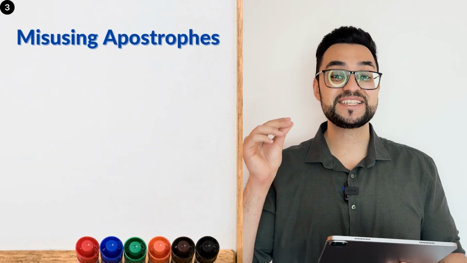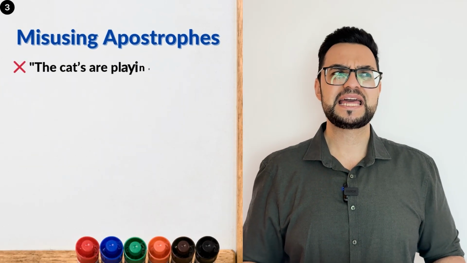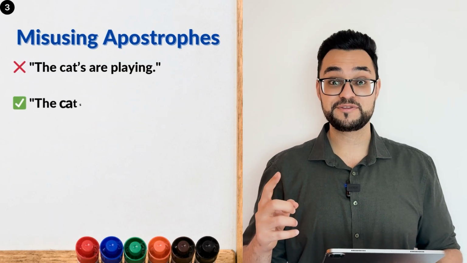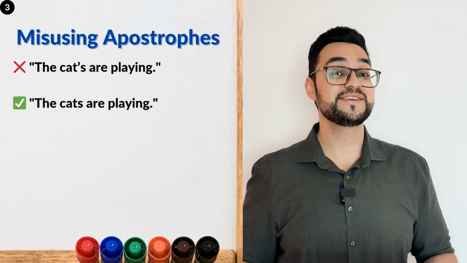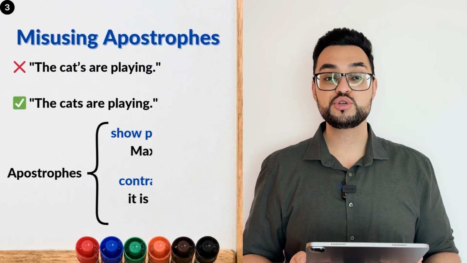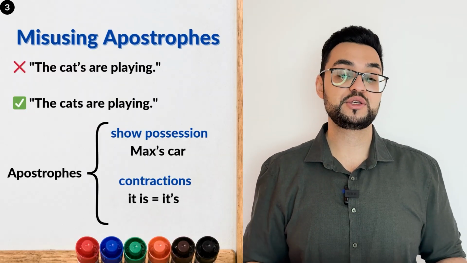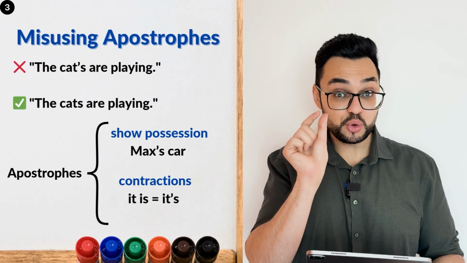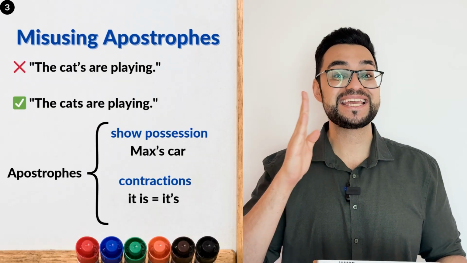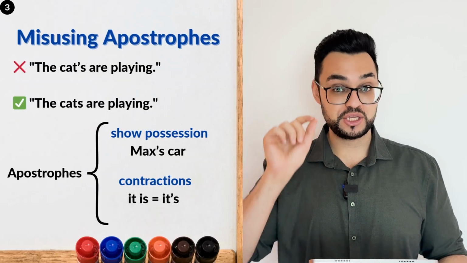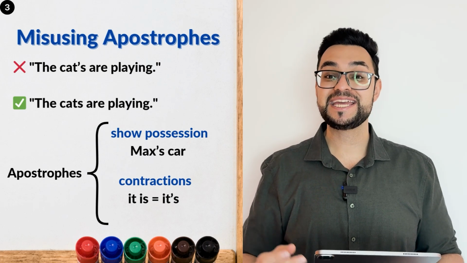Number three, misusing apostrophes. Like saying the cat's are playing instead of saying the cats are playing. Remember, we use apostrophes to show possession, something that belongs to me or you. Or we can use it to show contractions, shortened forms. Like instead of saying it is, you can make it shorter by using apostrophe, and you can say it's. In this situation, I just want to use a plural form of the word cat, which is cats. So I don't need to use apostrophe.